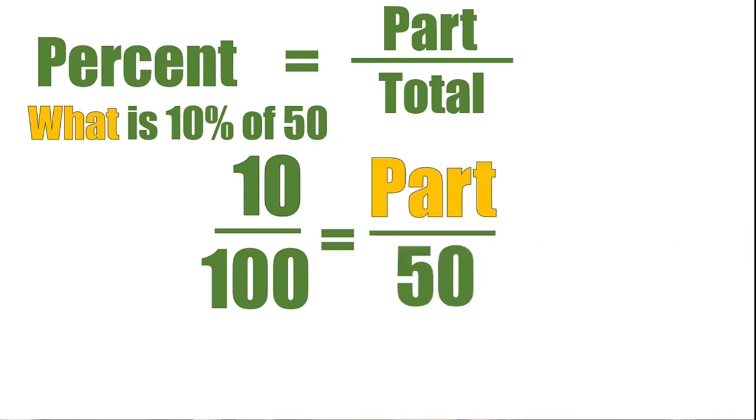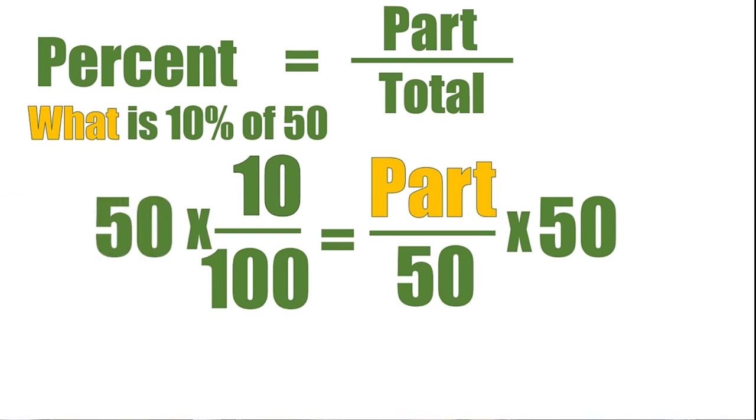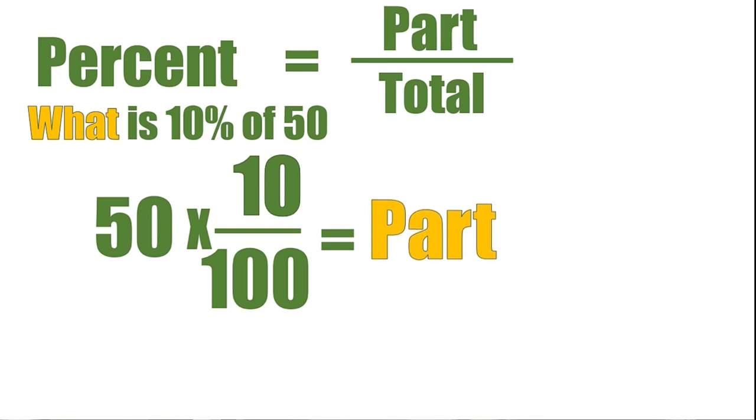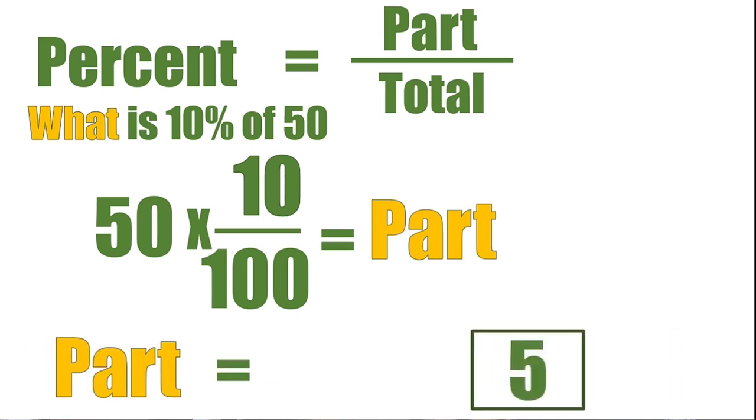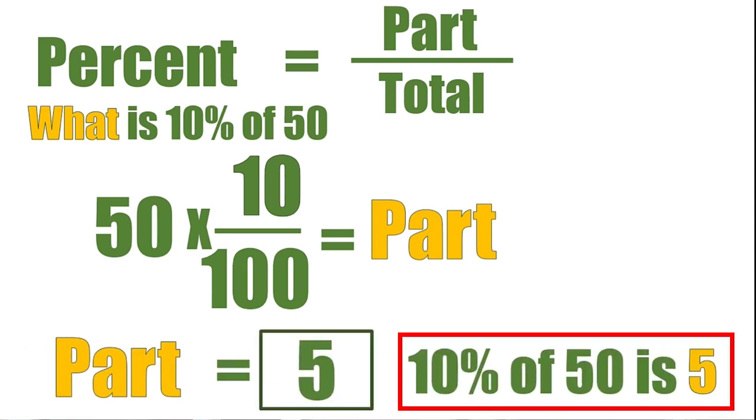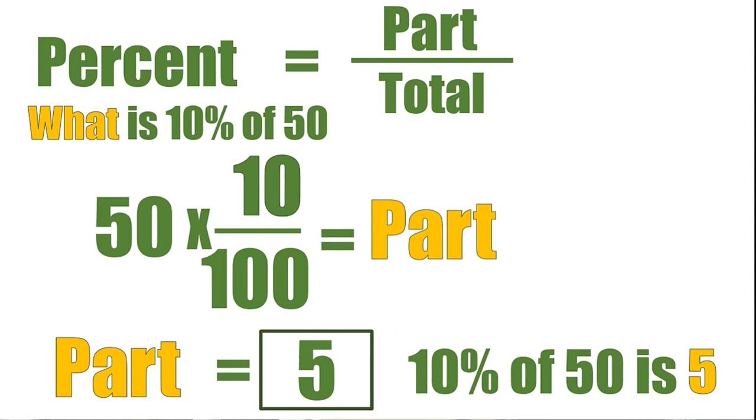So since we are interested in the part, we need to get rid of the 50, which is on the denominator, on the right-hand side of the equal sign. And to do that, you're going to multiply both sides by that 50. So I'm going to start by multiplying the right-hand side by 50, and also multiply the left-hand side by 50. So I'm going to cancel out the two 50s on the right-hand side, and we shall remain with just the part. So when I use the calculator and rearrange my equation, my part is now going to be 5. So we can conclude that 10% of 50 is 5. So that's how you do it when you are given the percent and the total.